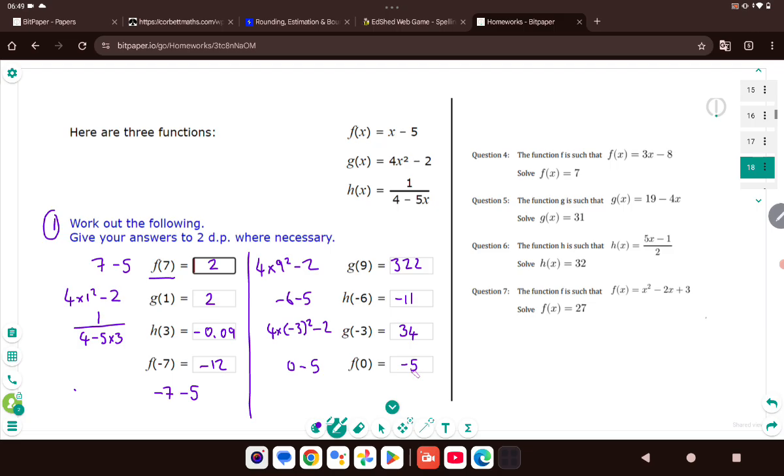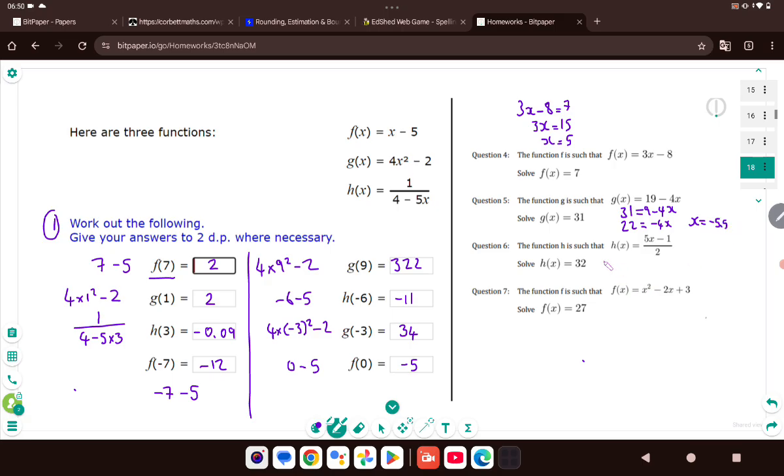Question 4. Solve f of x is equal to 7. Add 8 to both sides. Divide both sides by 3. Question 5. g of x is equal to 31. I'm going to subtract 9 from both sides. Divide both sides by negative 4, so x is minus 5.5.